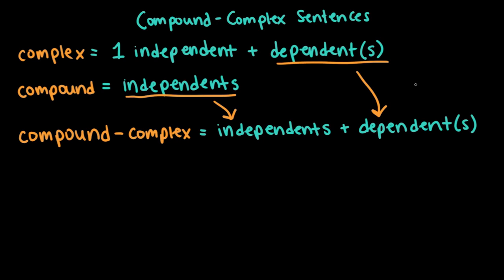That's right. Compound complex takes the more than one independent clause from a compound sentence and the dependent clause, or more than one, from a complex sentence and puts them together. So you have at least two independent clauses and at least one dependent clause. I say at least because you can have more than one or more than two of either of those, but it has to be at least that.